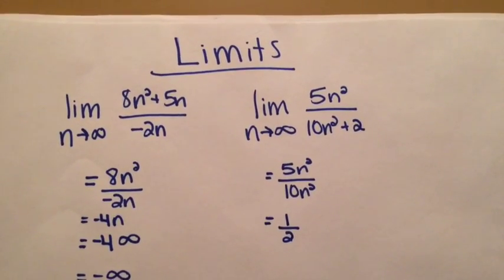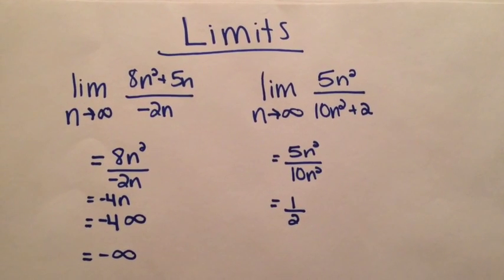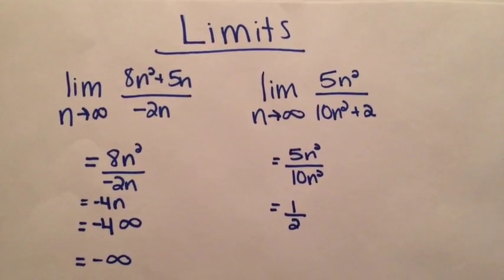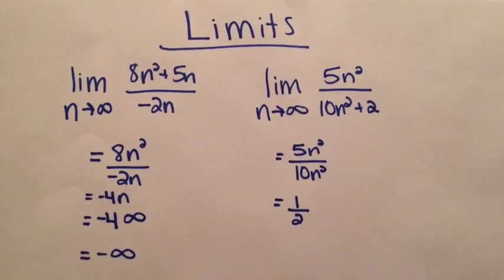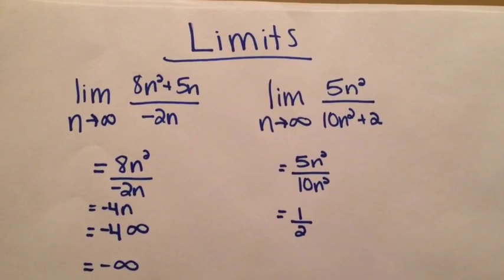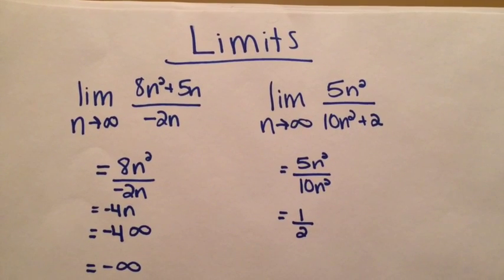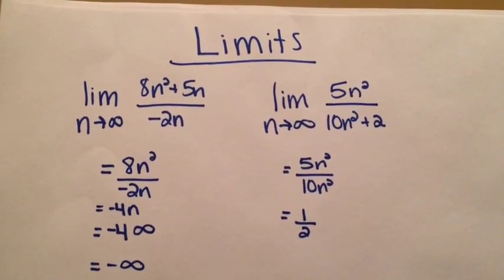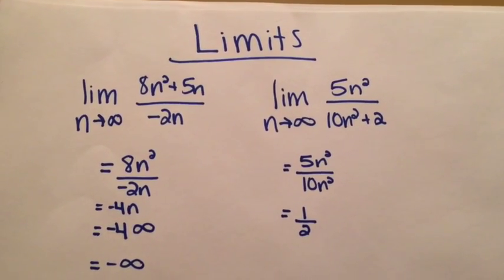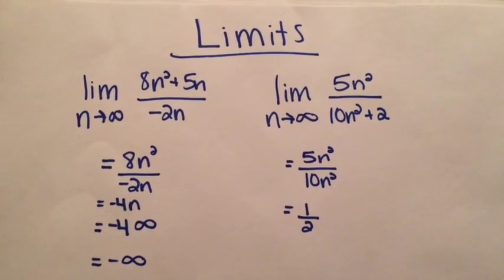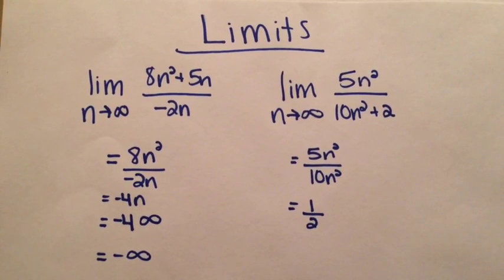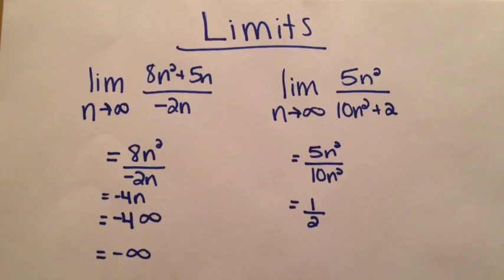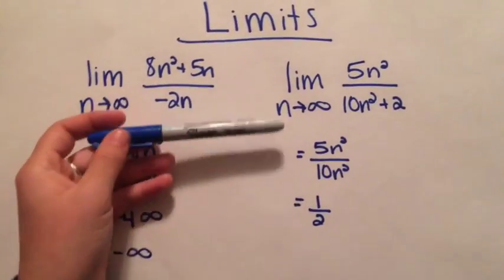Limits that approach infinity give horizontal asymptotes, and to find it, you would take the largest term on top and divide it by the largest term on the bottom. So that would simplify to 8n squared over -2n, and that would be equal to -4n, and then you plug infinity in, which would end up equaling -infinity. For equations where the largest term on top is equal in degree to the largest term on the bottom, you would simplify it, and for this one it would equal 1/2.